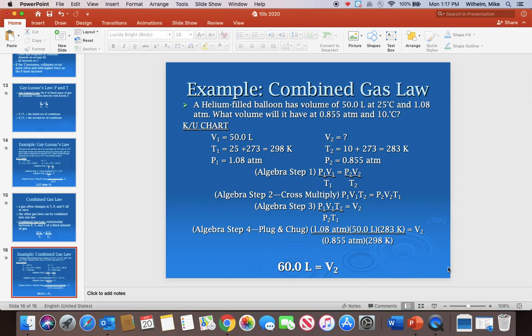Can I check myself, hypothesize? It's a little more difficult to plan ahead or to hypothesize what your final answer will be when you do the combined gas law, because we have inverse relationships and direct relationships happening at the same time. But overall, my answer does make sense, where my volume increased by 10 liters, even though the temperature went down. The pressure went down enough that the volume went up, according to that.